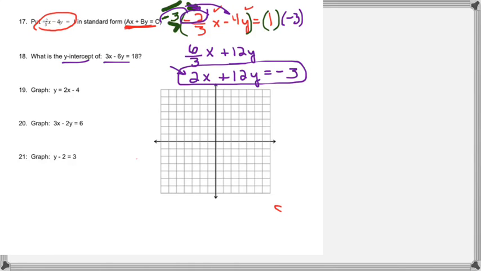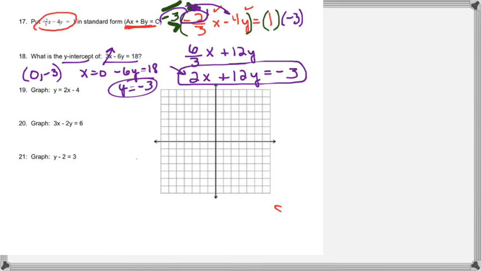What's the y-intercept of this linear equation? A couple of ways to do it, and I think probably the easiest is just let x equal 0. Because when you're on the y-axis, x has to be 0, which means 3 times 0 is 0. You just have to solve it and find out what y is. Y is negative 3. That's your y-intercept. The point 0, negative 3.